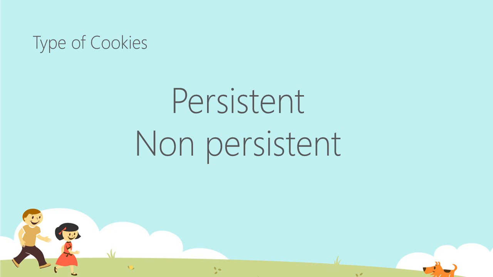So there are basically two types of cookies. If you wish to maintain the cookie even after the browser is closed, then you use the persistent cookie, and if you do not wish to retain the cookie, then you use the non-persistent cookie. So a non-persistent cookie will be deleted as you close the browser. I hope it is clear to everyone.